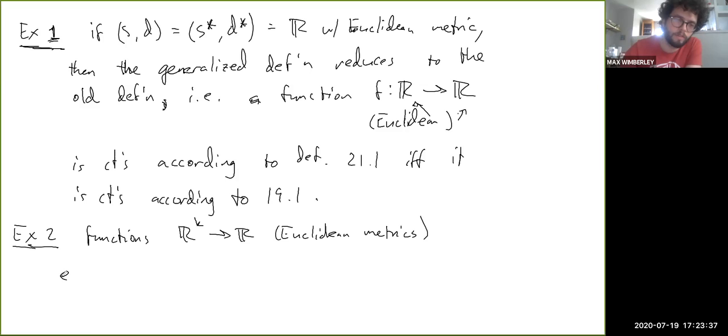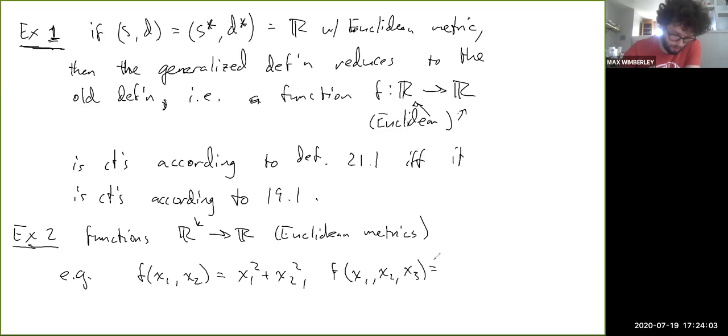So something like f of x1, x2 is x1 squared plus x2 squared. F of, yeah, I don't know, x1, x2, x3 is x1 x2 plus x1 x3, or like plus x2 x3, or whatever, right?